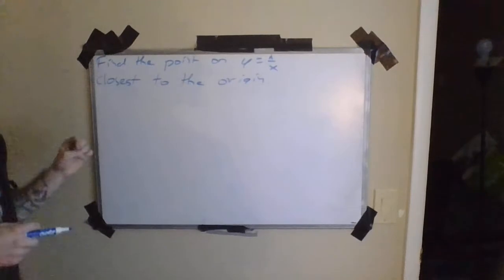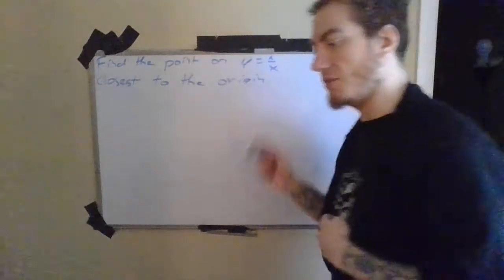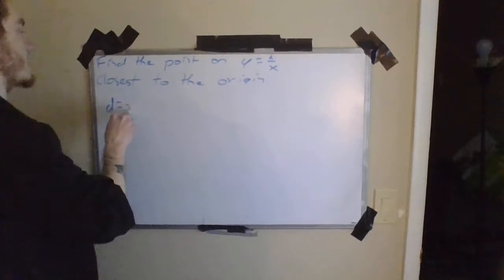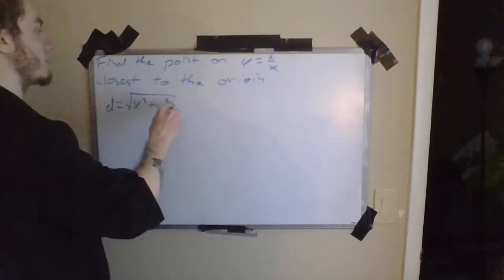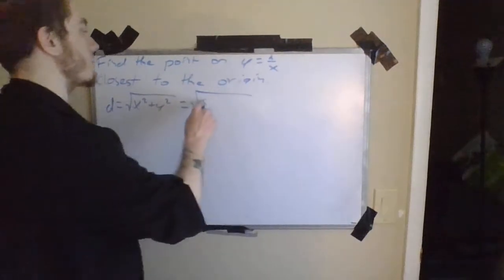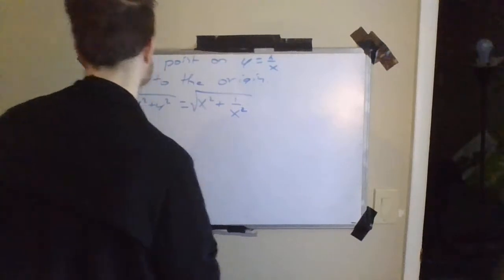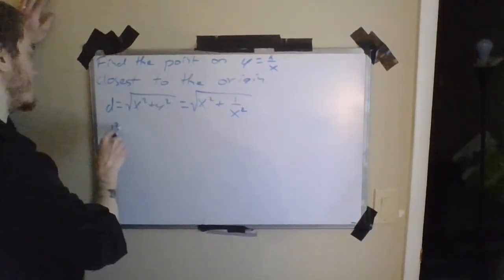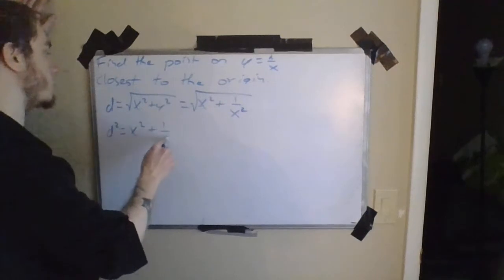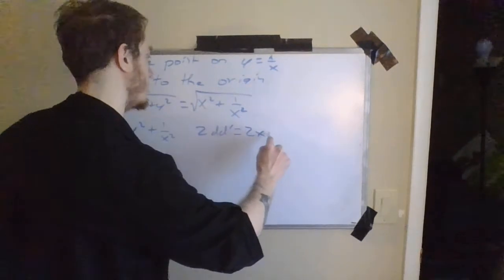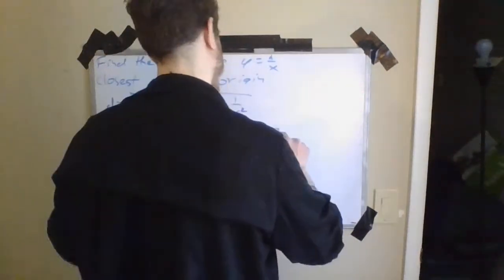There's actually a bit of a trick here. There's two different points that both work. But I'll give you a minute to check this out and then see what happens. Okay, so the distance here is going to be, once again, square root of x squared plus y squared. That's going to be the square root of x squared plus 1 over x squared. So this means d squared equals x squared plus 1 over x squared. So 2d d prime is going to equal 2x minus 2x to the minus 3.